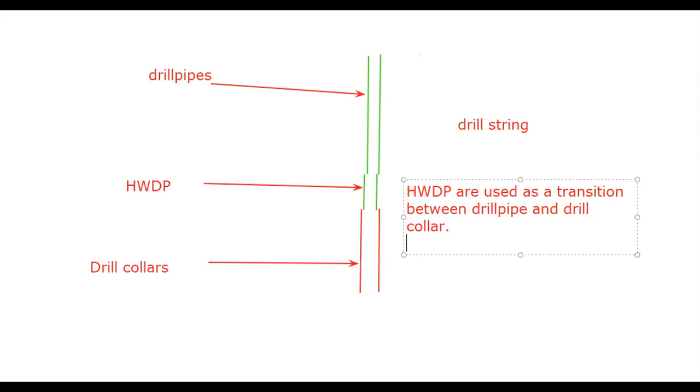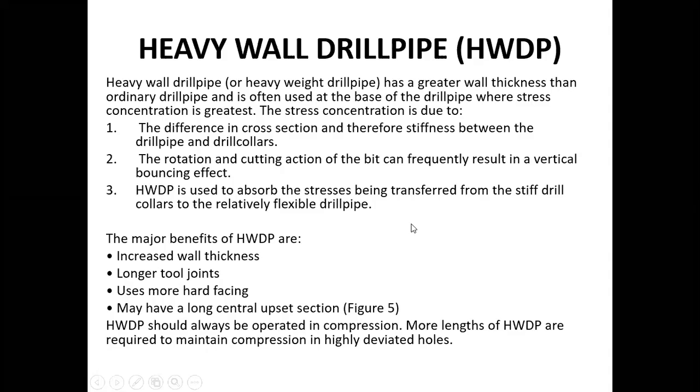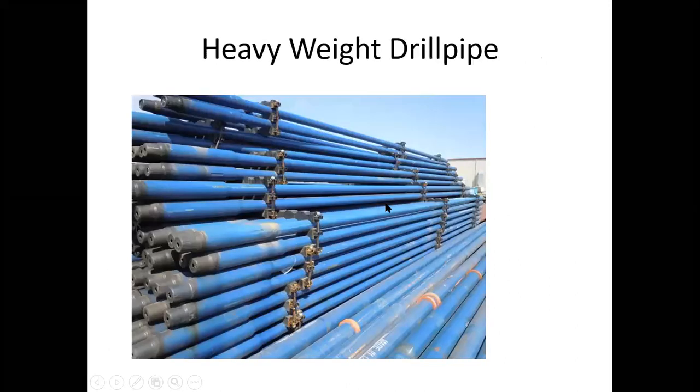So that's one of the major functions of heavyweight drill pipe. It has greater wall thickness, it has more weight, and it is used as a transition because there's a chance that the high stress can break the drill pipe and drill collar connection at the same point. They are always operated in compression. They provide compressive strength to the bit compression. And as I said, drill pipe provides the tension. The heavyweight drill pipe or drill collars, they provide the compression of the drill pipe.